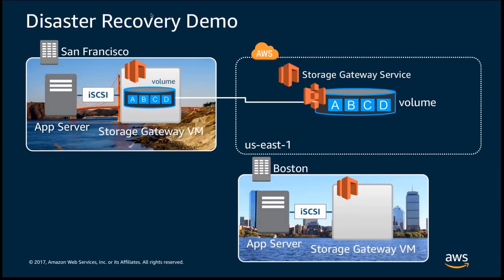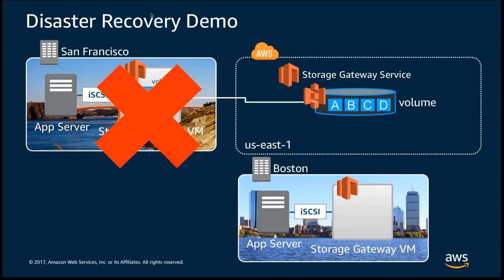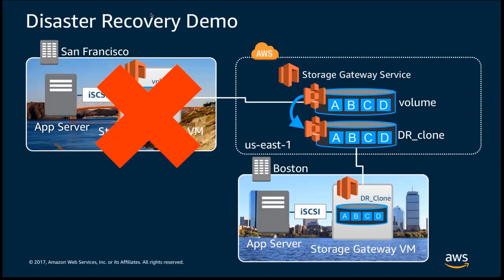And what we're going to do is simulate a failure state in that we'll kill both the application server and the gateway in San Francisco. And from there, we'll go to the AWS console and create a clone using the Storage Gateway cloning mechanism, and we'll present that to Boston, where we'll see our data with a small amount of data loss from the point in time in which we failed in San Francisco.